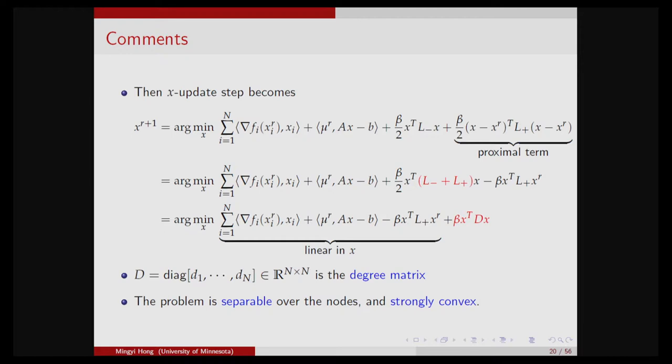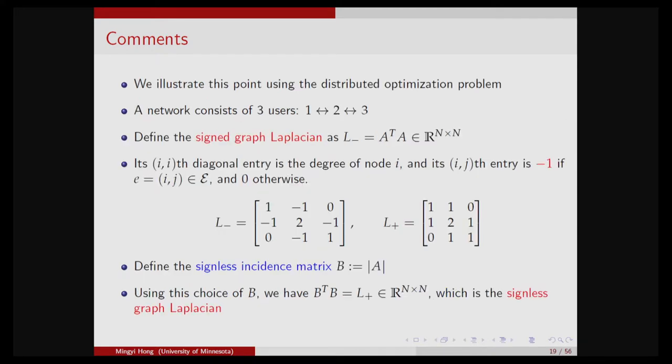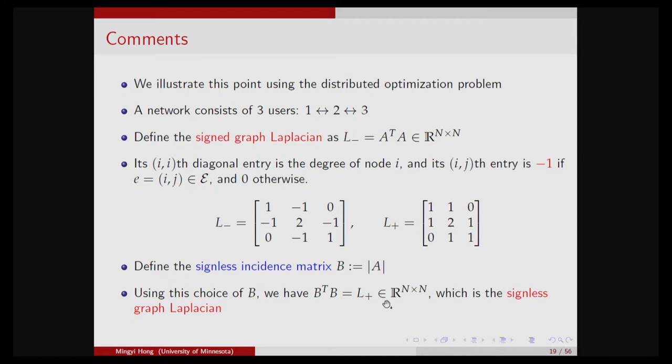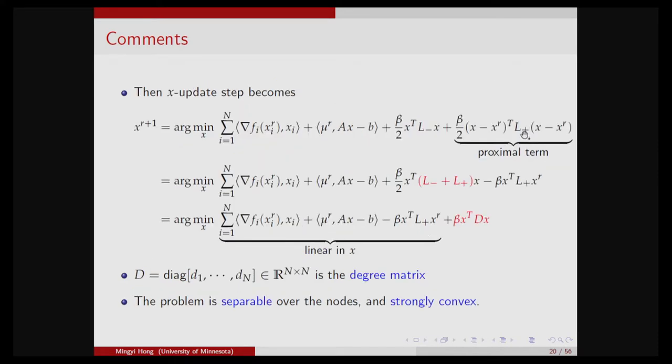our primal update. So the constraint here is AX equals 0, if you still remember for the distributed optimization. So here the quadratic term is the norm of AX squared. So this A transpose A is L minus, X transpose L minus X. And then this proximal term is the norm of X minus X squared weighted by B transpose B. So we have defined that B transpose B is this L plus. Now you can see that this is L plus. This is a proximal term.